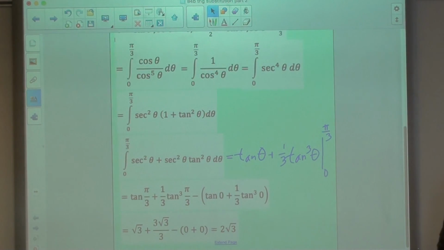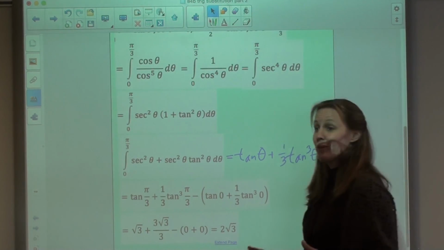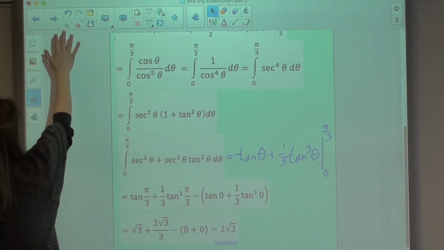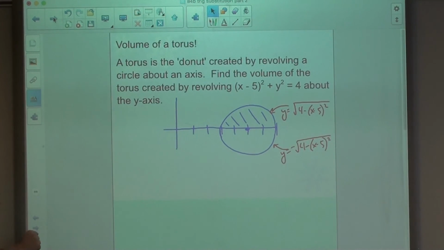Wipe it up. Okay, let's do another one. A torus. So a torus is basically just a circle that has been revolved about an axis. So you end up with the shape of a donut.